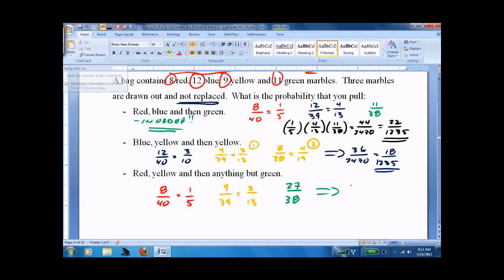I get 81 over 2470. And I see the fractions are always similar, so I know I did my math most likely correct. It's tricky stuff.